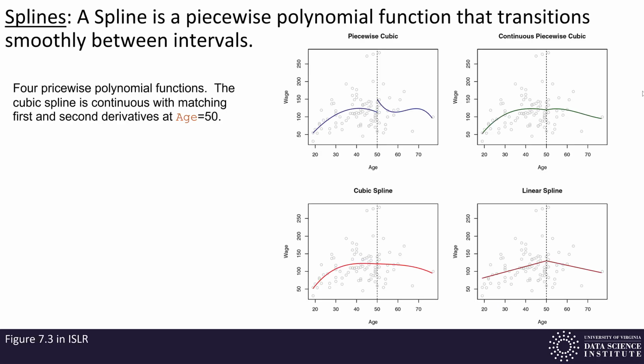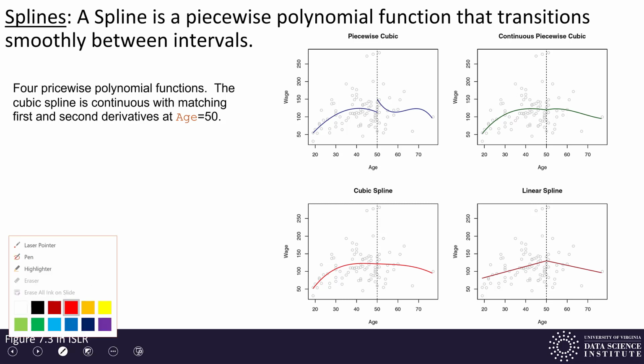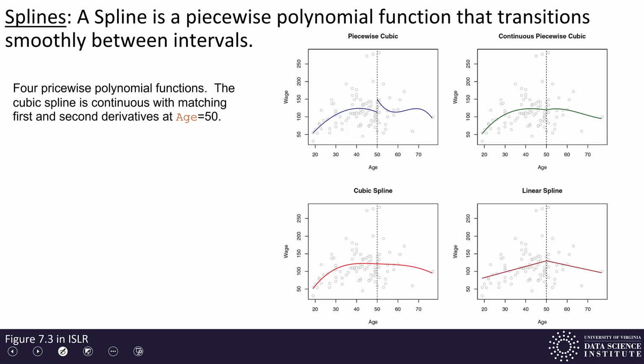So let's look at a couple of types of splines. A spline is just a piecewise polynomial function that transitions smoothly between intervals. Let's look at this first plot where it says piecewise cubic. We've taken the domain age and split it at maybe 50, with the domain running from 20 out to 80. When we say a function's piecewise something, we mean we've subdivided the domain into a couple of pieces and we're going to have separate functions on each of those pieces. So piecewise cubic means we split the domain into two pieces and we're going to train two cubic functions, one on the left and a separate cubic function on the right.